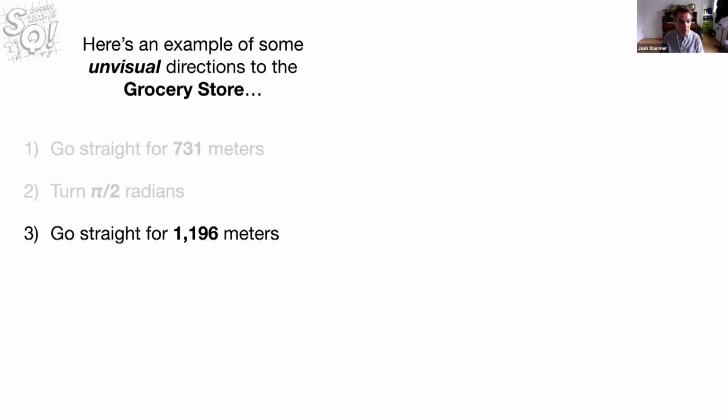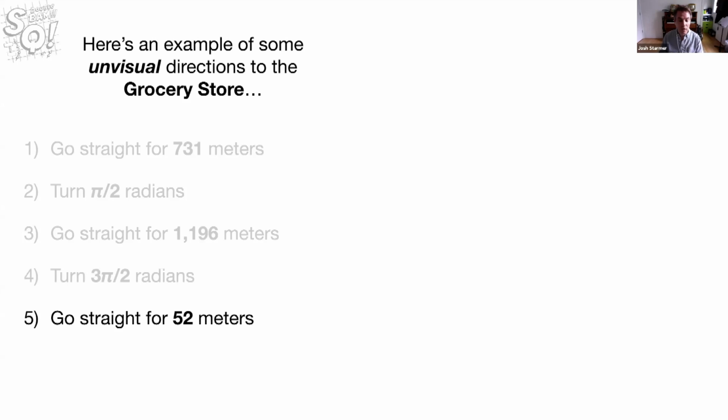Here's an example of some unvisual directions to the grocery store. 1, go straight for 731 meters. 2, turn pi divided by 2 radians. 3, go straight for 1,196 meters. 4, turn 3 times pi divided by 2 radians. 5, go straight for 52 meters. Bam! Did that get us to the grocery store?